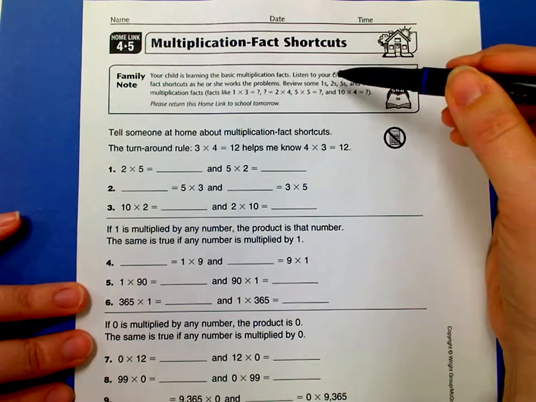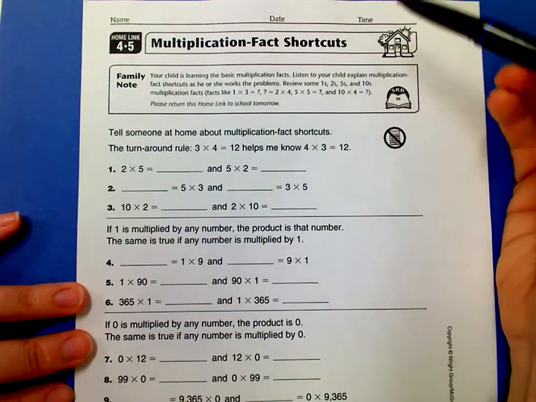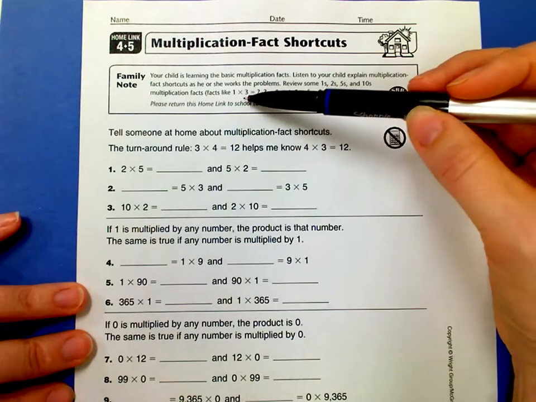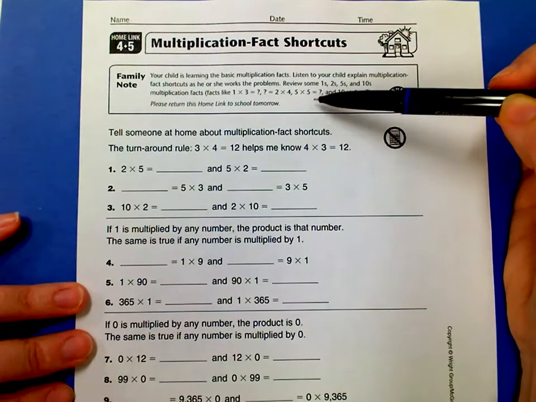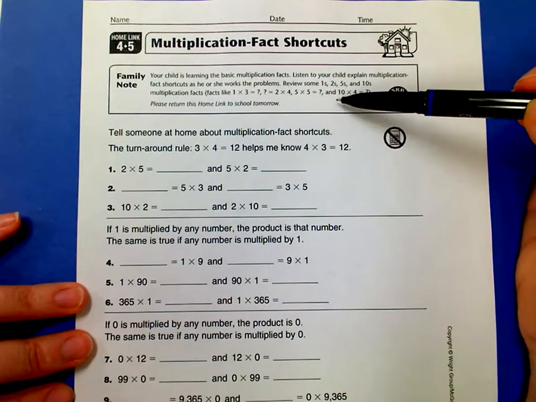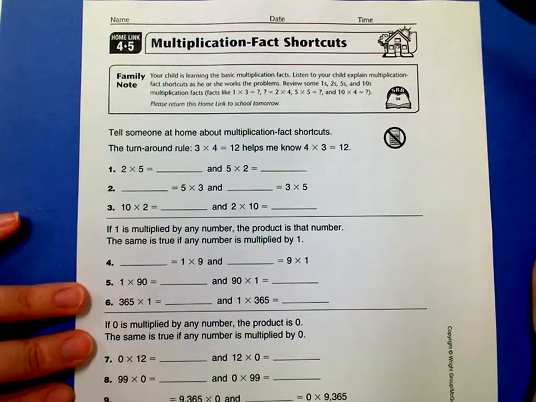Review some of them. We've reviewed 1s, 2s, 5s, and 10s to make them easier. Multiplication facts like 1 times 3 equals what, 2 times 4 equals what, 5 times 5 equals what, and 10 times 4 equals what. Please return this home link to school tomorrow.